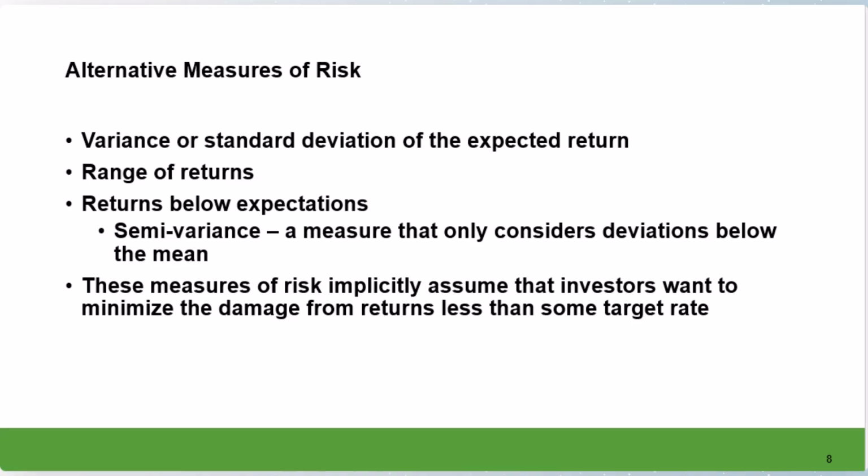But there are other measures, and these are three: standard deviation, range of returns, and something called semivariance. Those aren't the only three. There are others. But semivariance looks at it a little bit differently. It looks at the data from standard deviation, but it only takes into account those returns that are below the expected return. So it focuses on bad outcomes.